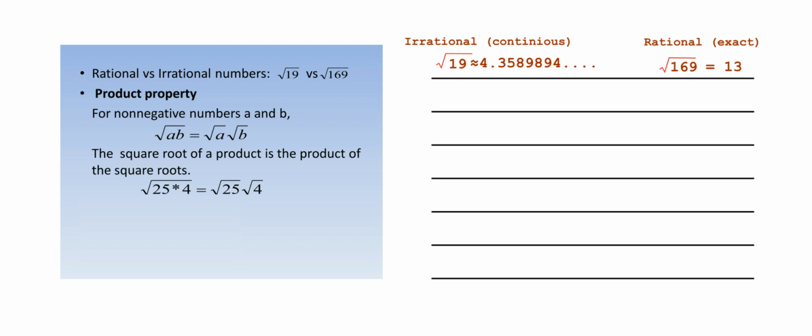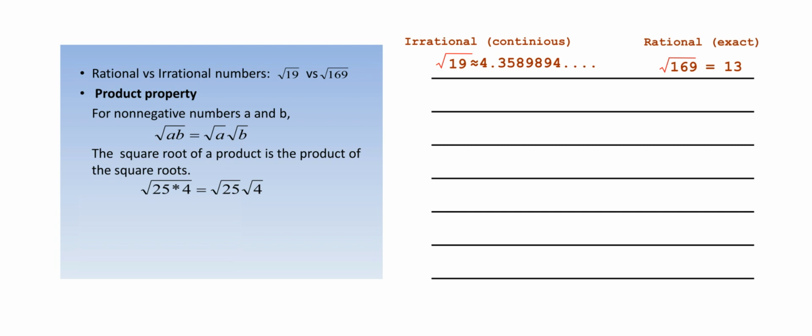Up next we have the product property for non-negative numbers a and b. If we have the square root of a times b inside one radicand, the equivalent is to separate your two radicands: the square root of a times the square root of b. Be aware of this. This works for both multiplication and division, but you must be multiplying or dividing only. If you have addition or subtraction inside the radicand, inside the square root sign, you cannot expand or separate this. But if it's pure multiplication and division, yes, it works.